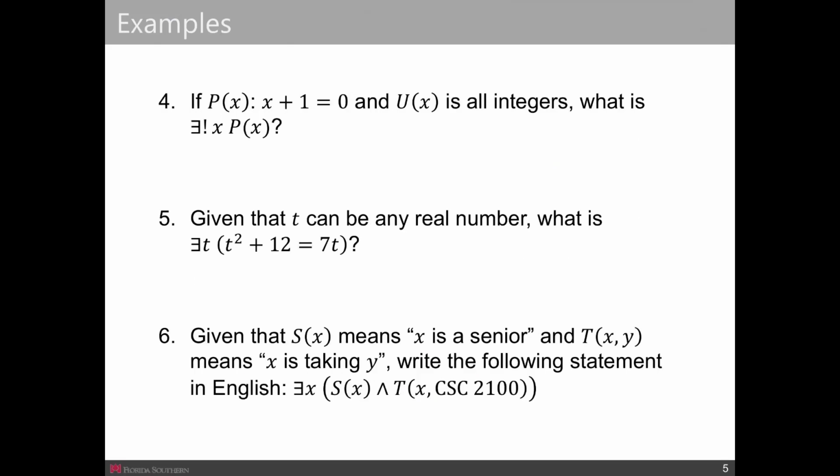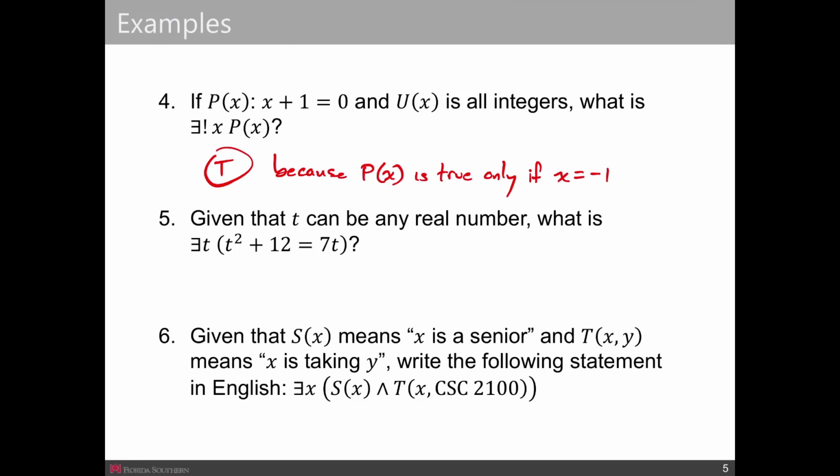Okay, number 4. Suppose we let p at x be the statement x plus 1 equals 0, and the domain of x is all integers. What is the truth value of the uniqueness quantification? So there is only one value of x such that p at x is true. This uniqueness quantifier turns out to be true. The reason that this is true is because p at x is true only if x equals -1. The fact that there's only one value of x, there's only one integer, that would make this predicate true means that the uniqueness quantifier holds.